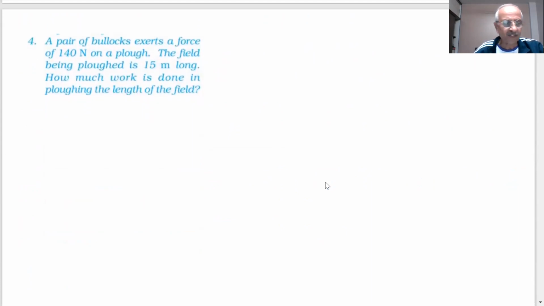Another top question is on the screen, students. A pair of bullocks exert a force of 140 newtons on a plow. The field being plowed is 15 meters long. How much work is done in plowing the length of the field?